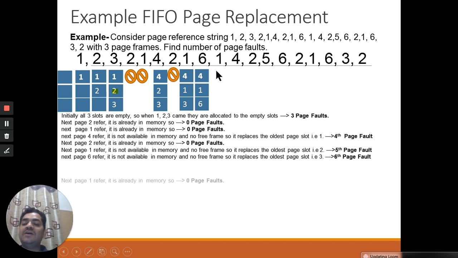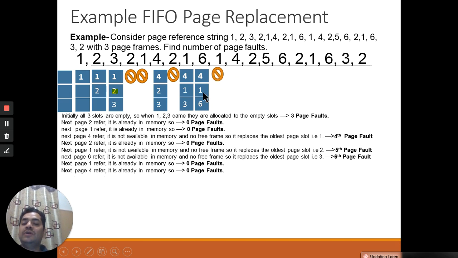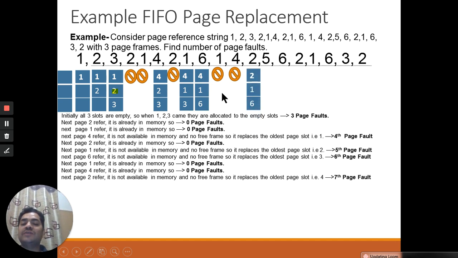Now next is the 1. 1 is already in the memory, so no page fault. Next is the 4. 4 is there, so there is no page fault. Next is 2. Page number 2 is referred. It is not in the memory, so it is replaced with the 4 because 4 is the oldest one. So 4 will be replaced, and the new frames are 2, 1, 6.